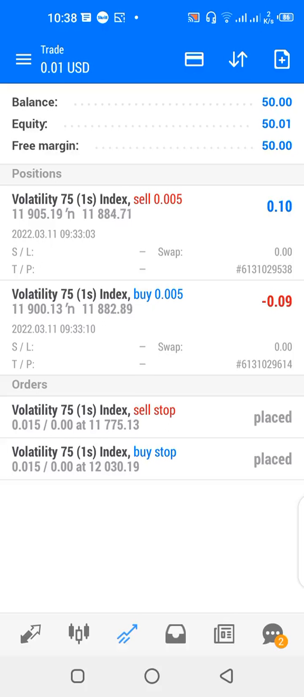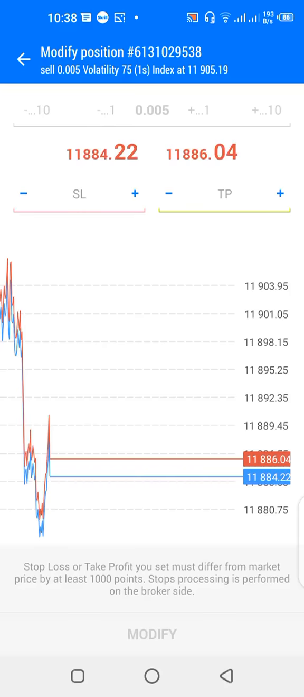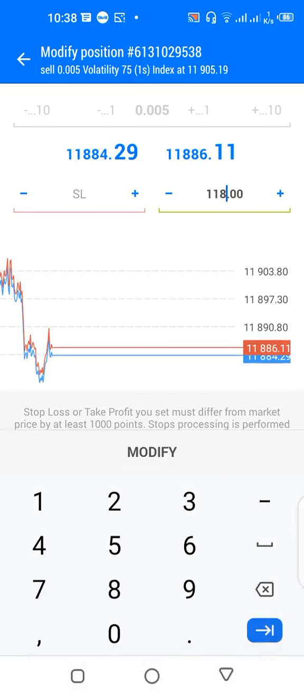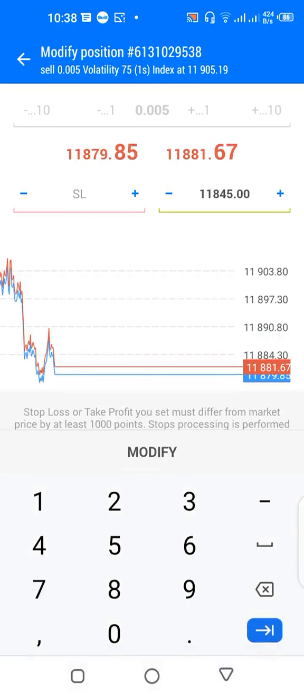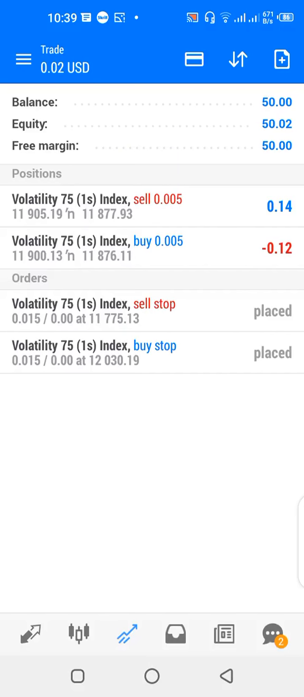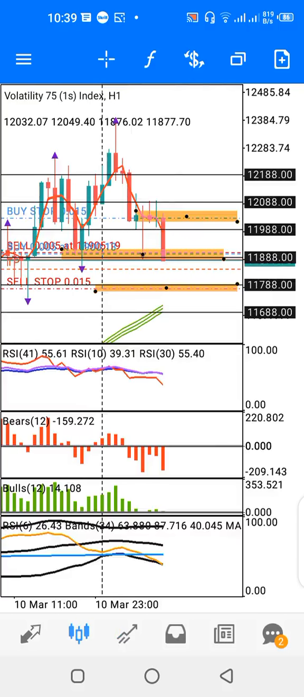My take profit is going to be about 60 points. So calculating 60 points below the sell stop, I will have 118.45.19. Okay, that's the take profit for the sell stop.